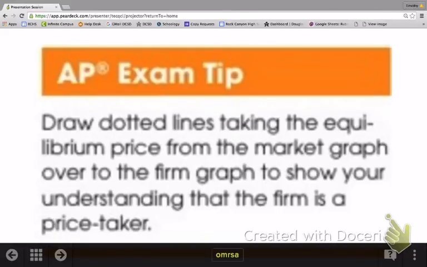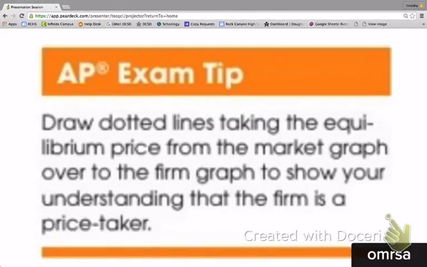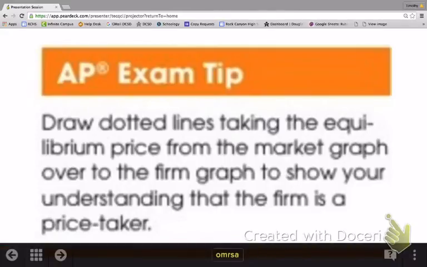Now, here's a tip for the AP exam. You may wish to draw dotted lines taking the equilibrium price from the market graph over to the individual firm graph to show your understanding that the firm is a price taker, especially if you're asked to draw side-by-side graphs representing the industry and the individual firm in a perfectly competitive market.